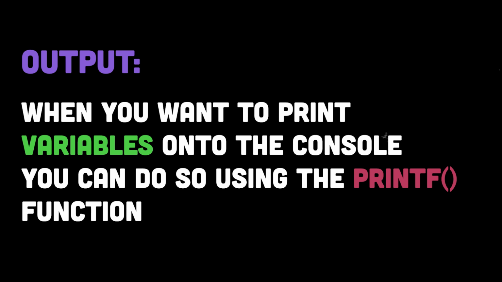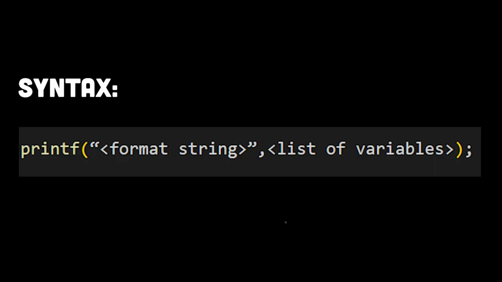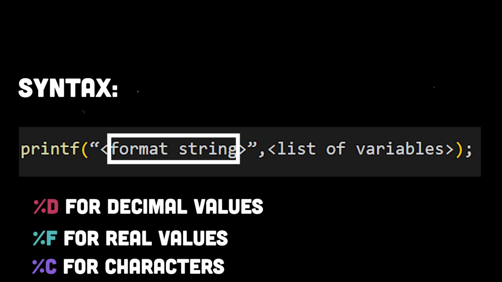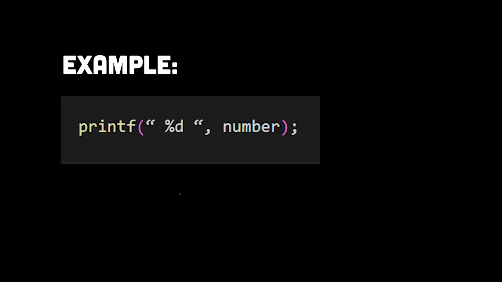When you want to print variables onto the console, you can do so by using the printf function. The syntax looks somewhat like this. The format string here can contain %d for decimal values, %f for real values, or %c for character values. Let's look at an example.